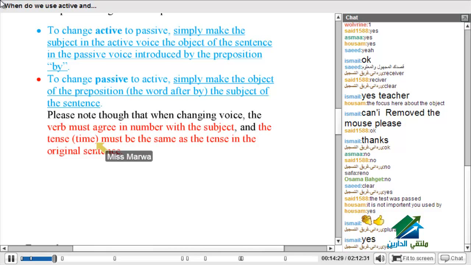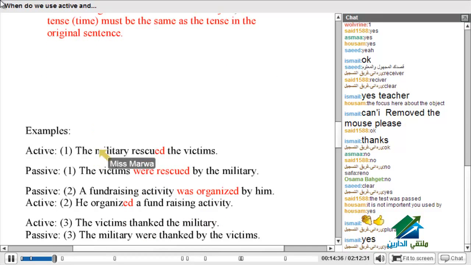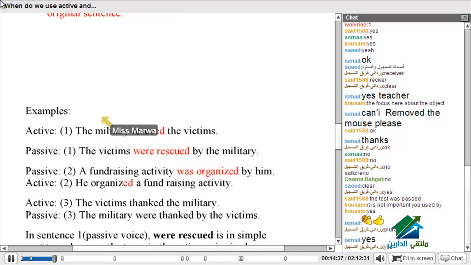And the tense or time must be the same as the tense in the original sentence. Let's have examples. Active. The military rescued the victims. It's okay? This is active voice. What about the passive voice? Yes, the victims were rescued by the military. Thank you very much.